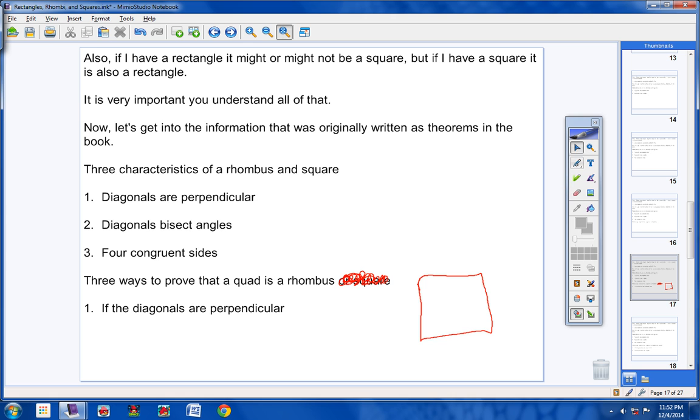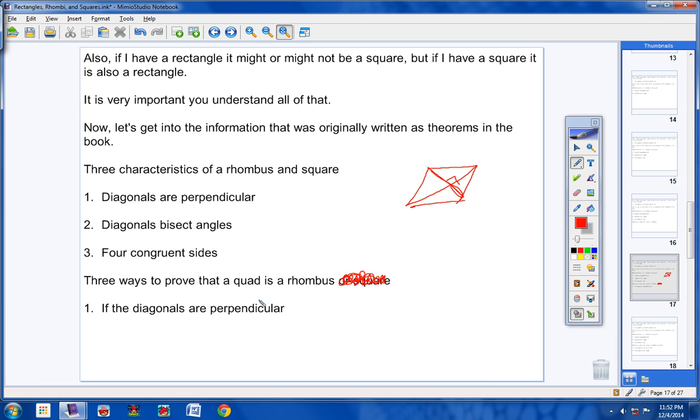Okay, moving on. Okay, so the first way to prove that a quadrilateral is a rhombus is if the diagonals are perpendicular. So if you have a quadrilateral and you have diagonals like this, and you notice you have a right angle right here, then you know for sure you have a what? A rhombus. Now, could it be a square? Maybe, but you don't know for sure, okay? So if you have a quadrilateral that looks like this, and you have 2 diagonals drawn, and you notice you have a right angle right here, then you know for sure you have a rhombus.